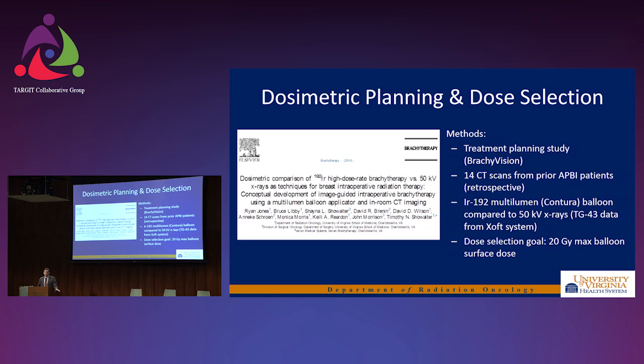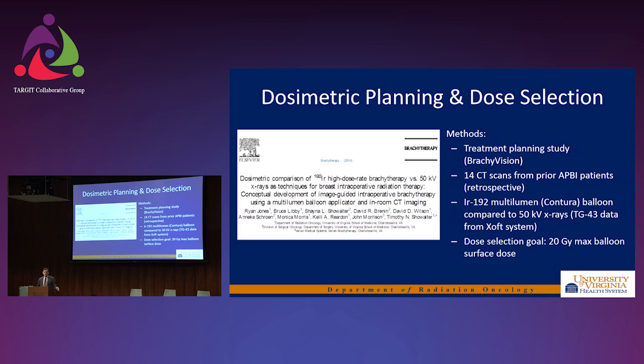It's a really basic treatment planning study. We had a sort of medium volume APBI practice at that point in conjunction with the breast surgeons. We went back and looked at the prior 14 scans from our patients who were treated with single entry balloon brachytherapy at our center, and we just did a computer modeling study.